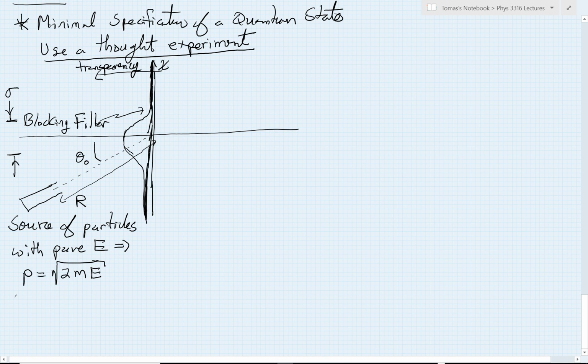Then the question is the state of the system, the state of a particle once it's just made it through this blocking filter. Now the first thing I can ask, of course, is where is it as it crosses this x-axis?